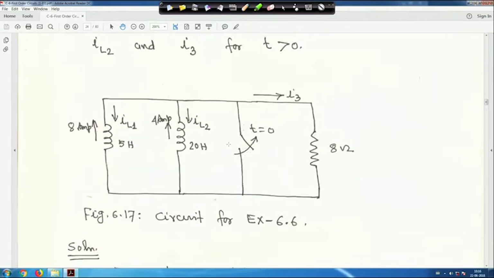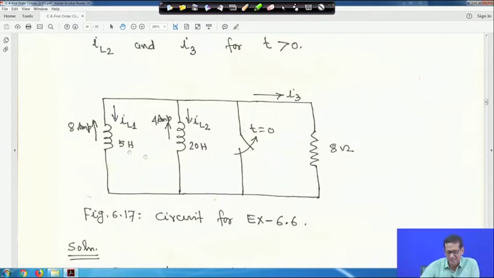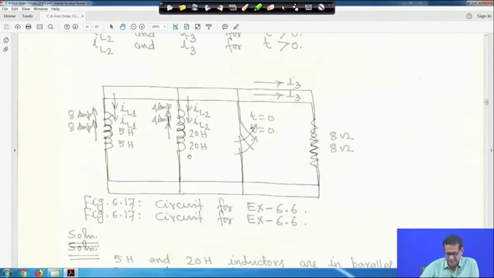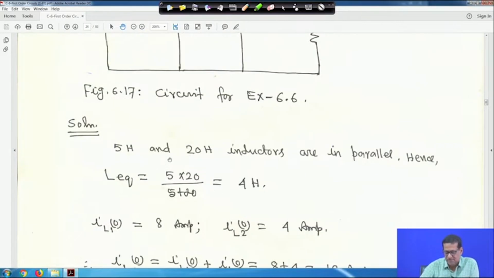Now look at this. The 5 Henry and 20 Henry inductors are in parallel. Just like with resistors, you have to find the equivalent; here you have to find the equivalent inductance. Since the 5 Henry and 20 Henry inductors are in parallel, L equivalent is equal to 4 Henry. This is very simple.